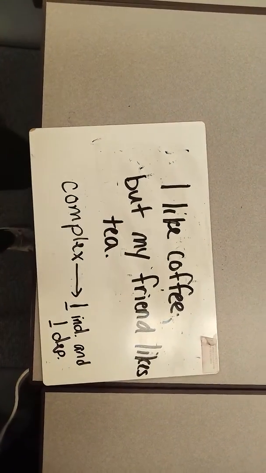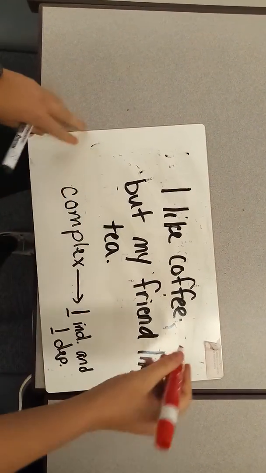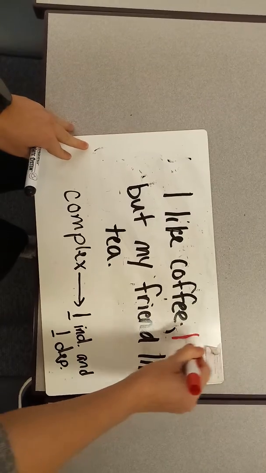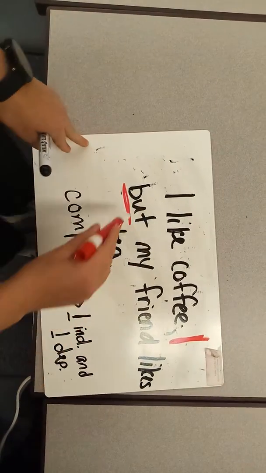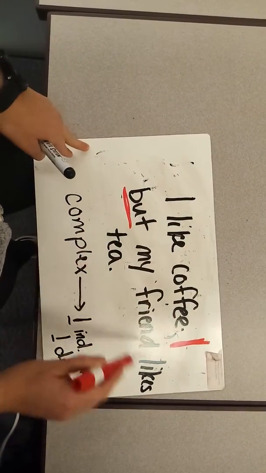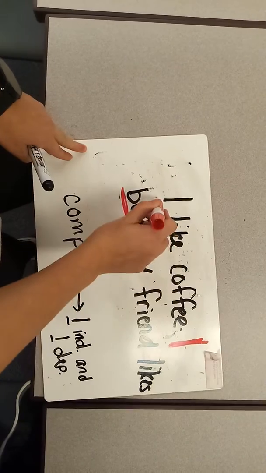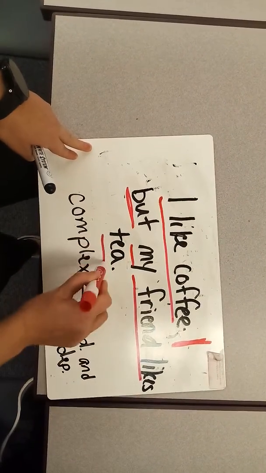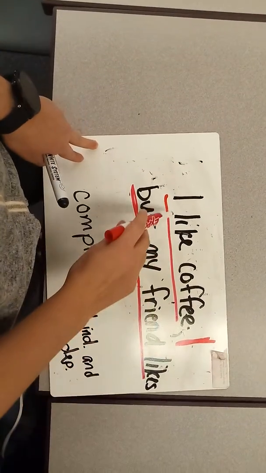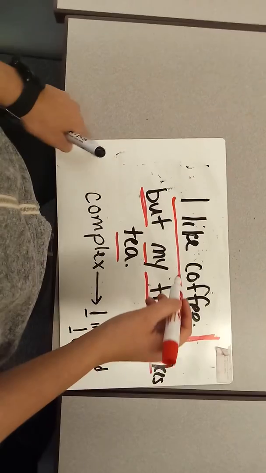Good. I like coffee, but my friend likes tea. Now we're going to split this again right where the comma is. And we know a comma should be there because we have a but. I like coffee, but my friend likes tea. Now if we were to split this into two sentences, just like so, we would have, I like coffee. Now that could be a whole sentence by itself, right?